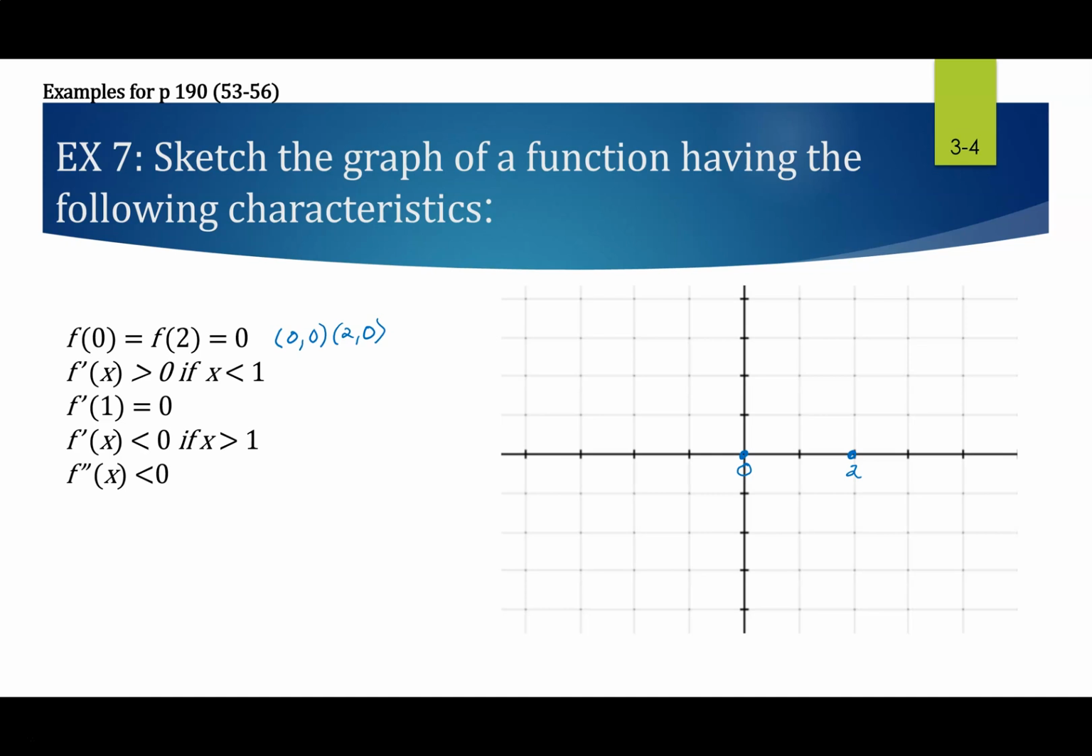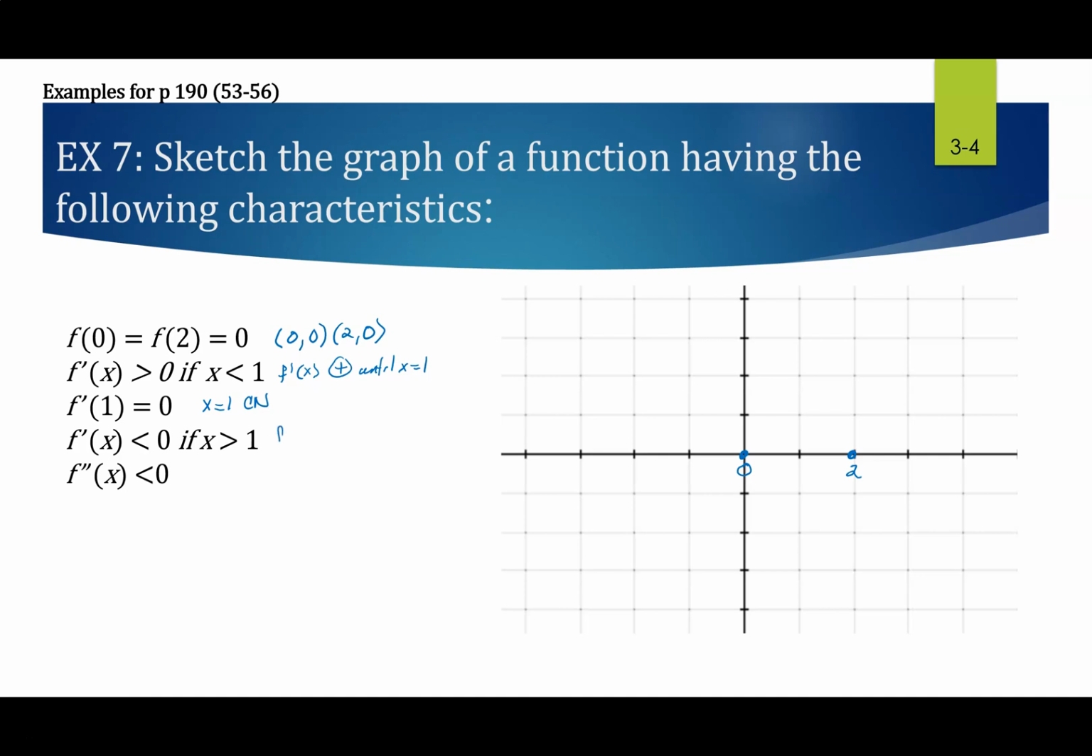Okay, then it tells me that f prime of x is greater than 0, positive, if x is less than 1. So f prime is positive until x equals 1. So something's happening at 1. And in the next piece of information, it shows us 1 is a critical number because f prime of 1 equals 0. That means x equals 1 is a critical number. We don't know whether it's a max or a min, but the next piece of information will help. F prime of x is less than 0 if x is greater than 1.